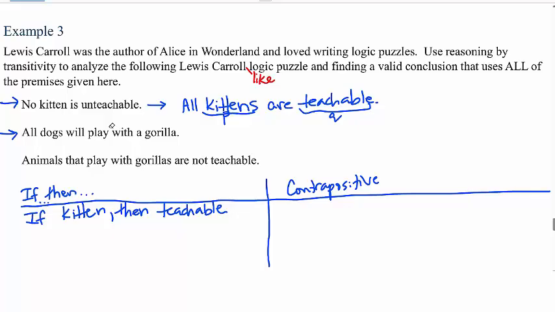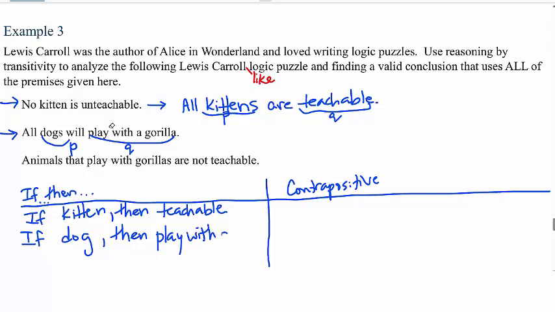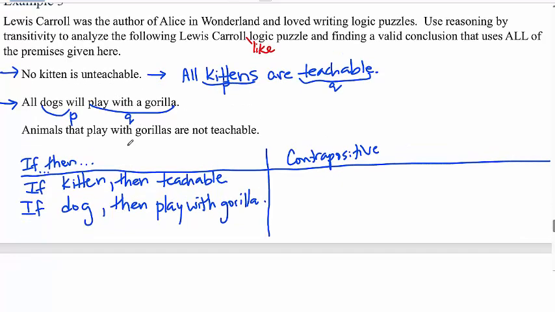All dogs will play with a gorilla. Well, we know all keeps the order of the hypothesis, then conclusion. So being a dog is the hypothesis, and playing with gorillas is the conclusion. So I'm going to say if dog, then play with gorilla. Please forgive the grammar. Okay, and that's just to keep things shorter.